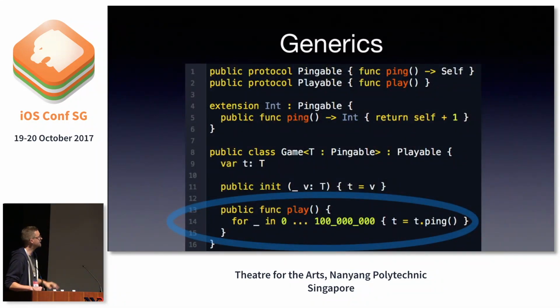And look at this code. That's not my code. That's the code you can find in the Swift repository. But it's a generic class that conforms to some protocols, doesn't matter, and has a function play. That function calls ping, right? And this, in runtime, takes 20 milliseconds. Yeah, 20 milliseconds to execute on my machine.